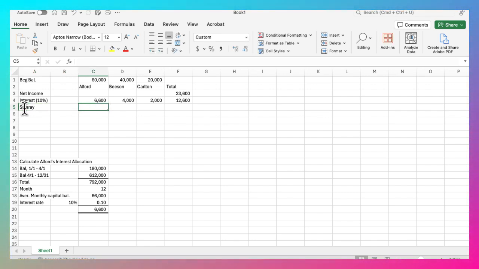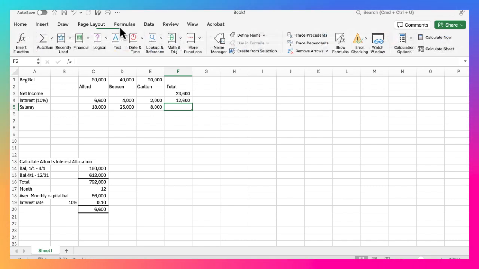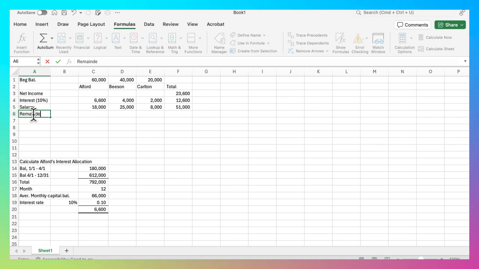Okay, so remember, Alfred gets 18,000. Beeson, she gets 25,000. And Carlton, he gets 8,000. Okay? So if we add all these up, I'm going to sum all these up, and I see that that's $51,000. Okay? So what's the remainder to allocate? That's what we're going to find out here.